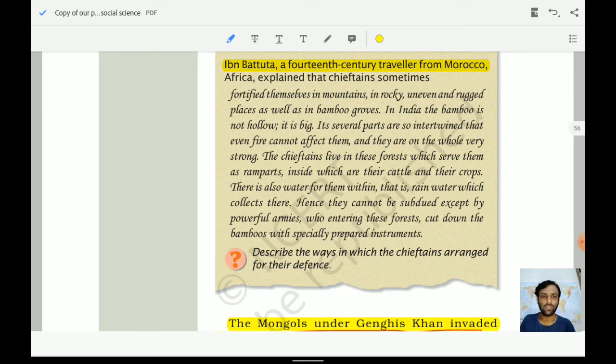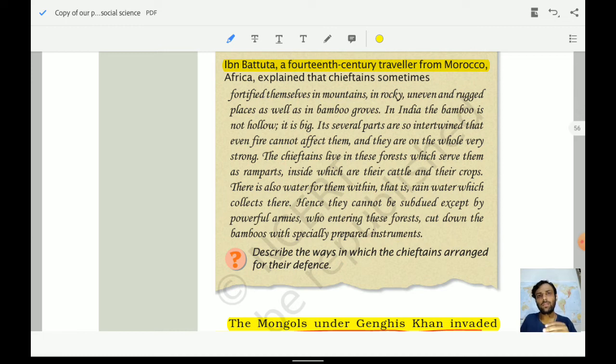The chieftains live in these forests, which serve them as ramparts, inside which are their cattle and their crops. There is also water for them, the rainwater which collects there. Hence they cannot be subdued except by powerful armies who enter these forests and cut down the bamboos with specially prepared instruments. So the Delhi Sultans had to do hard work, as we earlier saw that there were dacoits, right, and other robbers also.